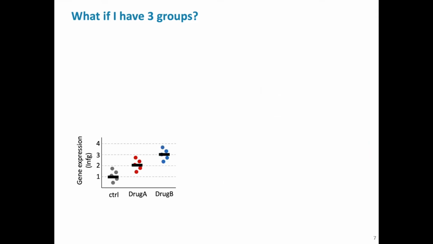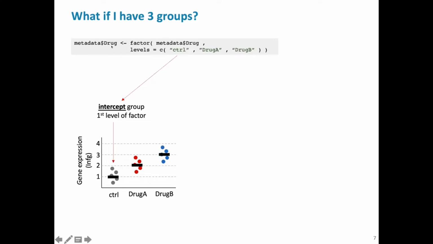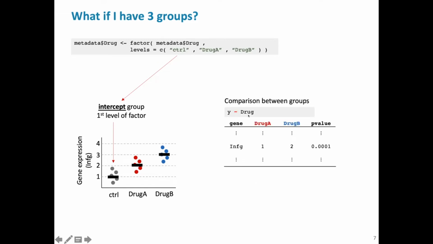So what if we now have 3 groups: control, drug A and drug B? Then in the metadata for the drug, you can define that and specifically say control, drug A and drug B, if that is not sorted automatically for you. Control, just because I put it in the beginning, will be the intercept or the first factor. If I do Y over the drug, then I'll have the gene list, drug A and B, the effect of those, and then a p-value. For drug A you can see an increase of 1, and for drug B an increase of 2 in the gene expression.